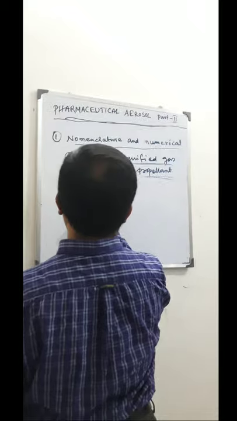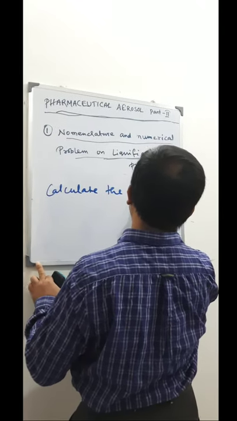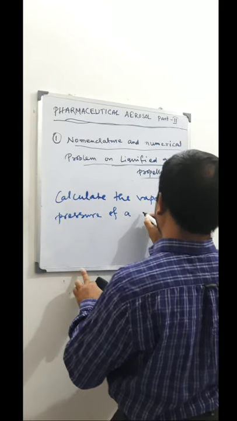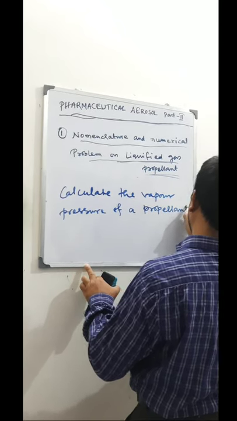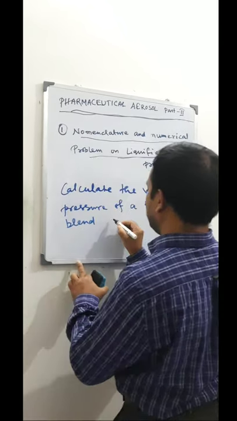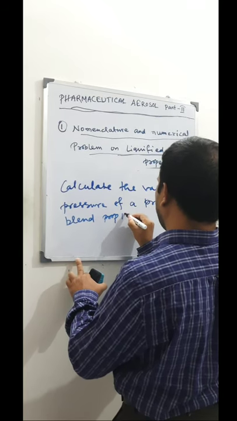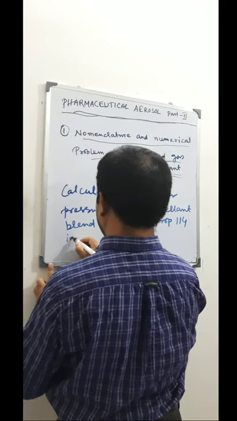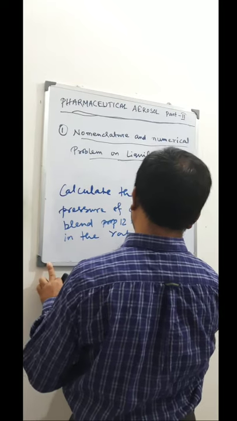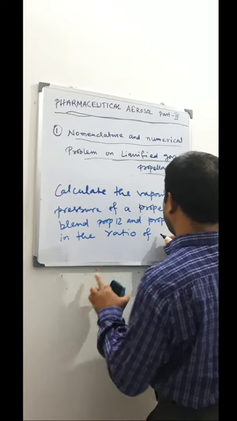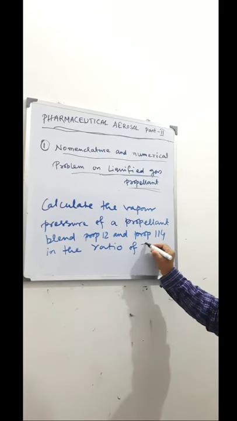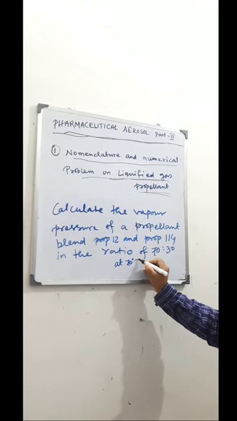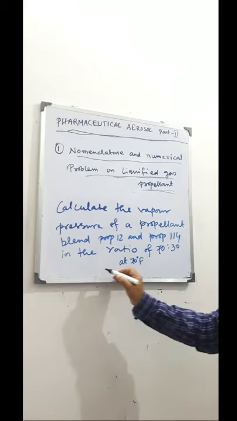For example, calculate the vapor pressure of a propellant blend consisting of propellant 12 and propellant 114 in the ratio of 70 to 30 at 70 degrees Fahrenheit.